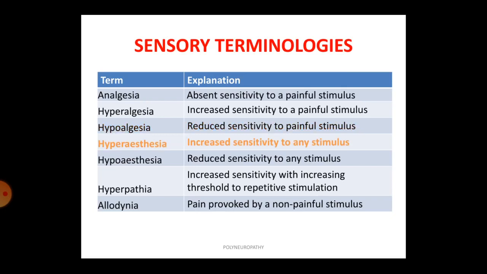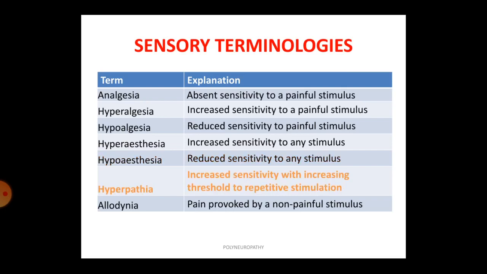Then hyperesthesia, that is increased sensitivity to any stimulus. Esthesia means sensation, and hyper means excessive. So I repeat, hyperesthesia means increased sensitivity to any stimulus. Exactly opposite is hypoesthesia, that is reduced sensitivity to any stimulus. I repeat, hypoesthesia means reduced sensitivity to any stimulus.